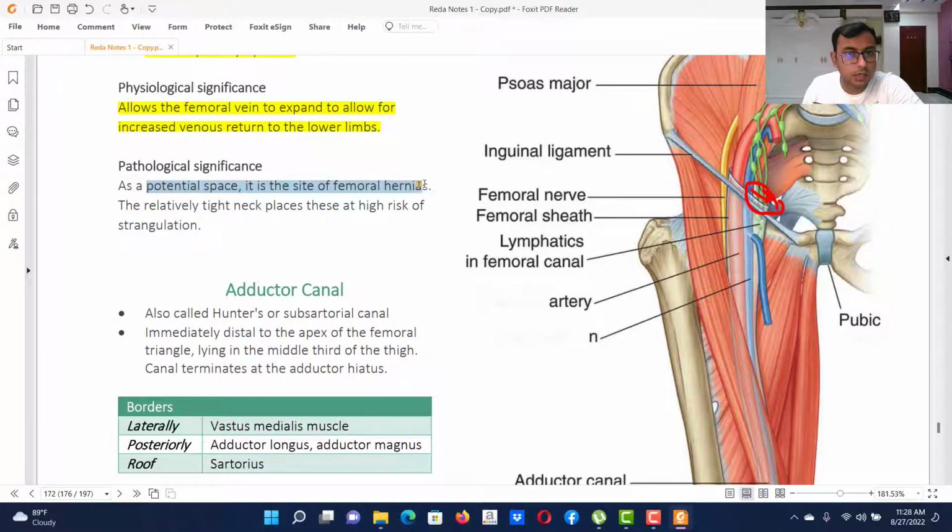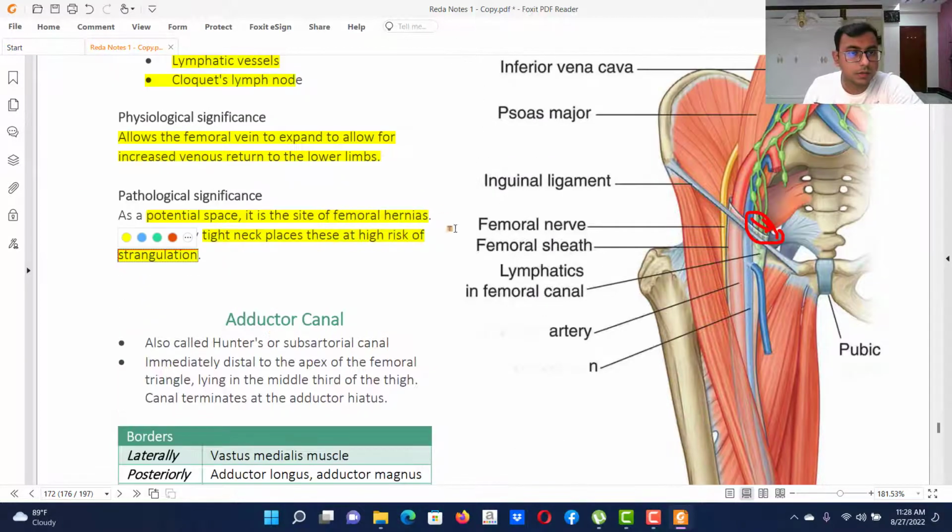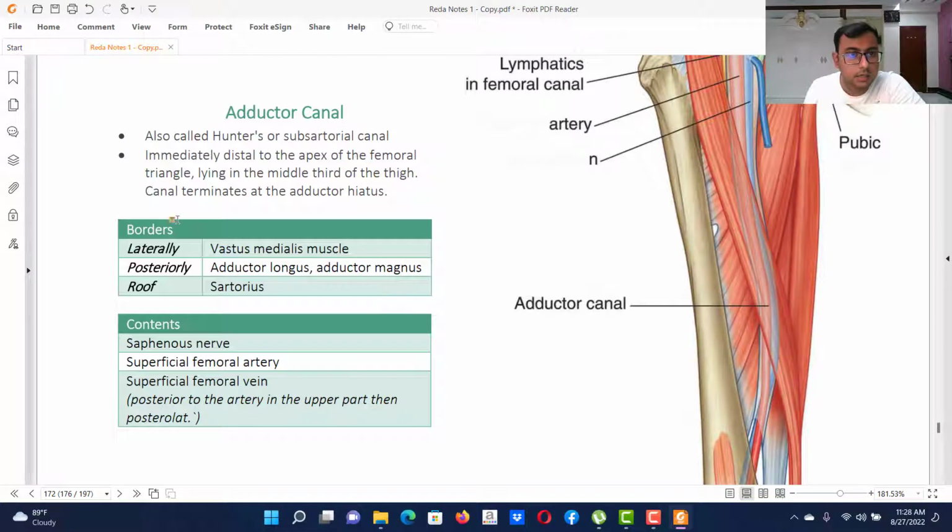It is a potential space for femoral hernias. The neck is tight, with a high risk of strangulation. It is very important, so it is a pathological significance. The physiological significance is helping expansion of the femoral vein, and the pathological significance is that the neck is relatively tight, with a high risk of strangulation. Now the adductor canal, also called Hunter's canal or subsartorial canal.